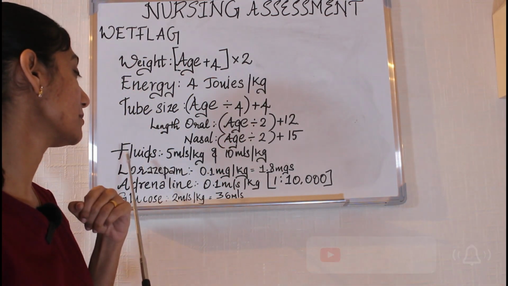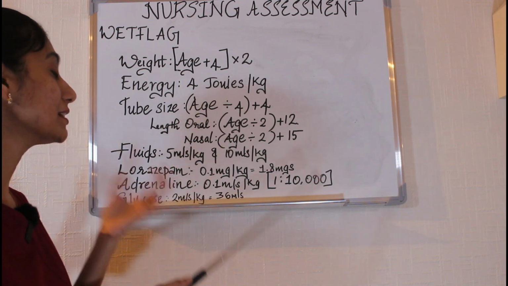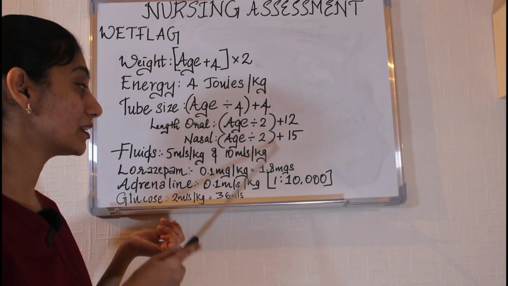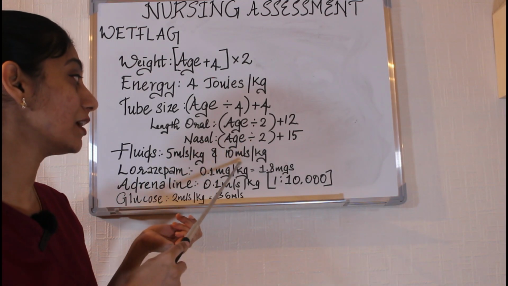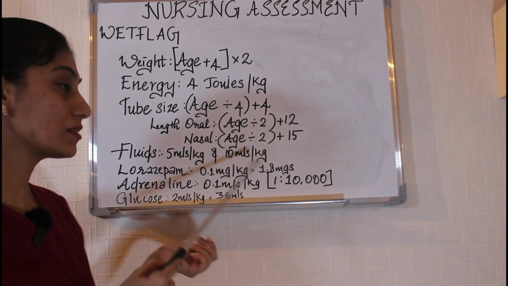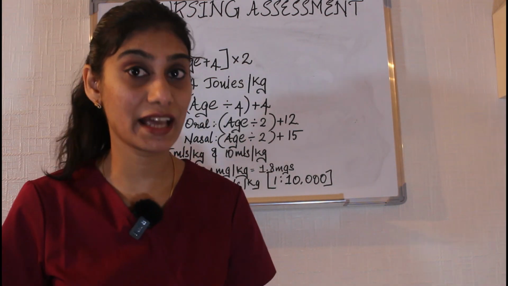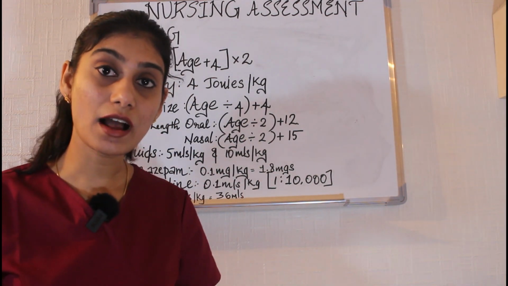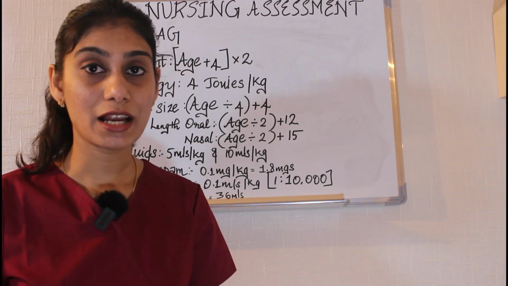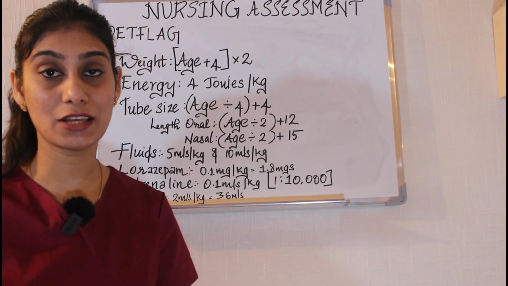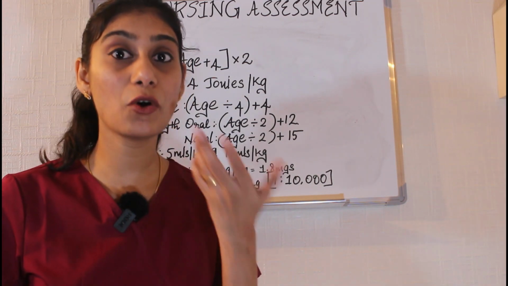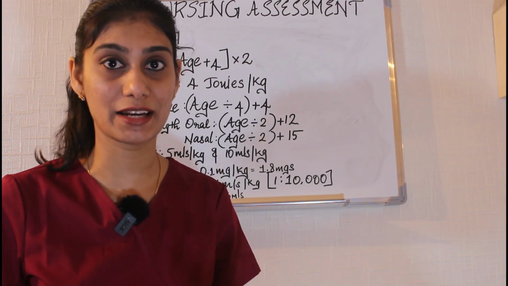And then fluids. 5 mils per kg and 10 mils per kg. I wrote 5 mils per kg and 10 mils per kg here, but actually the standardized formula is 10 mils per kg. But I wrote 5 mils per kg here because we might get a cardiac child as well. It's always good to start with 5 mils per kg, because in a cardiac child, if we go for 10 mils per kg, we might overflow, or give more fluid volume to that child.